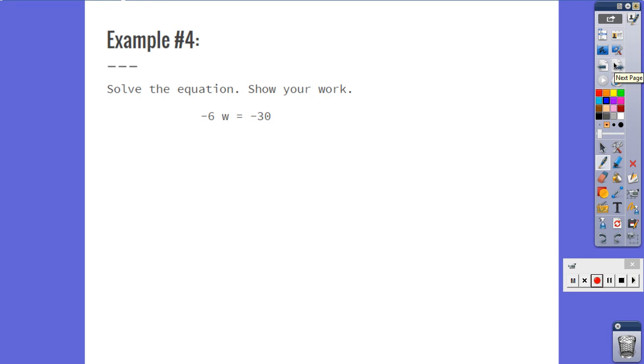And our last example here, solve the equation, show your work. So again, I've got multiplication. I know that I need to do the inverse of that, so I'm going to divide, keep everything in balance here. My negative 6's will cancel, because negative 6 divided by negative 6 is 1. And I've got negative 30 divided by negative 6, so a negative divided by a negative is going to give me positive 5.